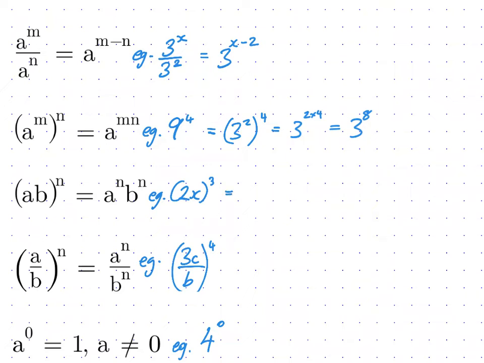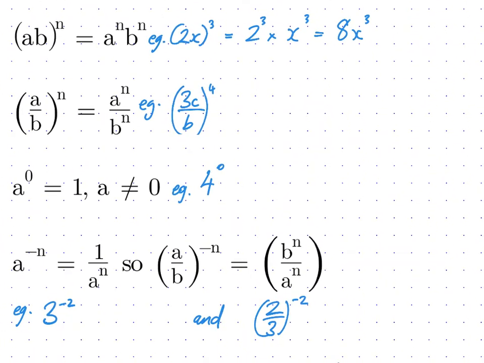So here you have 2x in brackets to the power of 3. That's going to be 2 to the power of 3 times by x to the power of 3. 2 to the power of 3 we know is 8, 2 times 2 times 2, times by x to the power of 3, which we can't work out, so it's going to be 8x to the power of 3.